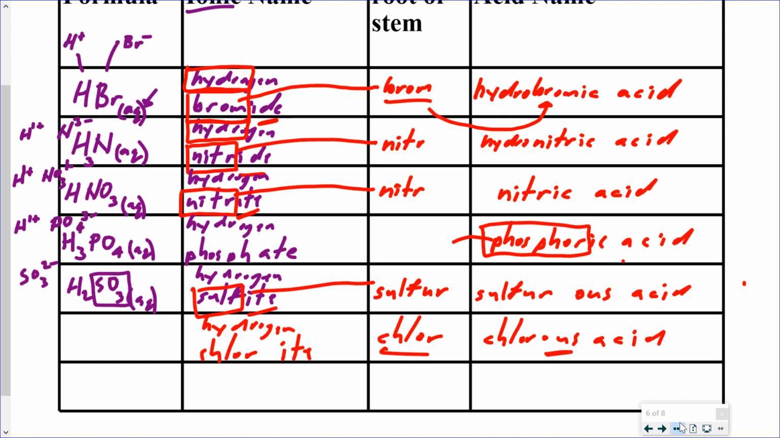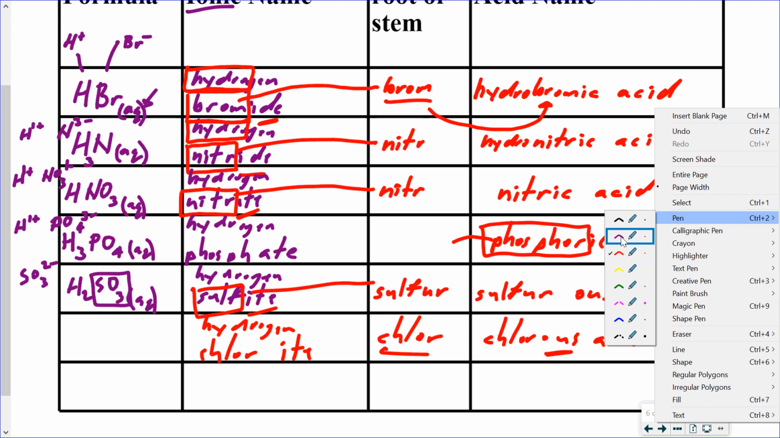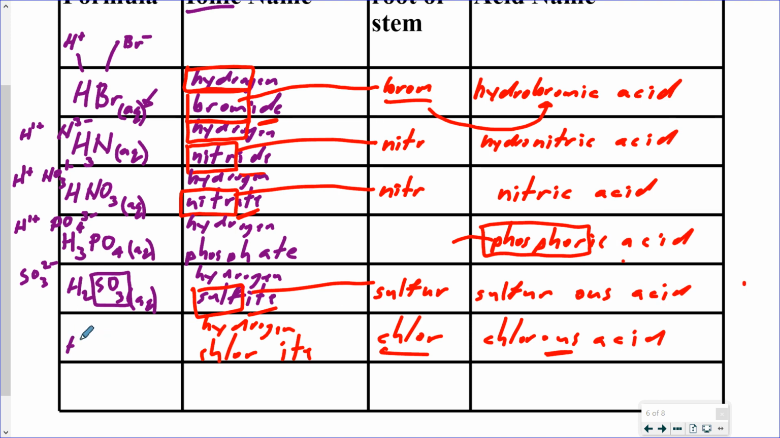Hydrogen chlorite. I'm just going to go back to my purple pen here. Hydrogen chlorite. So what do I do? H. H is always the 1+. Chlorite on your table of polyatomic ions is ClO2, and it's a 1-. Okay, so there's no crisscrossing. It's just HClO2 with the AQ. That one is our chlorous acid.